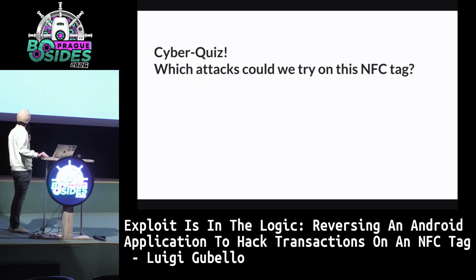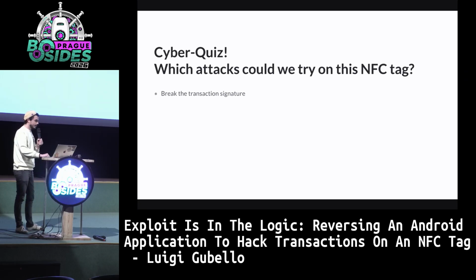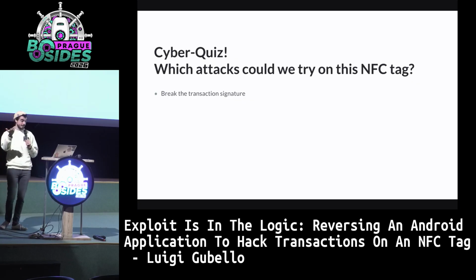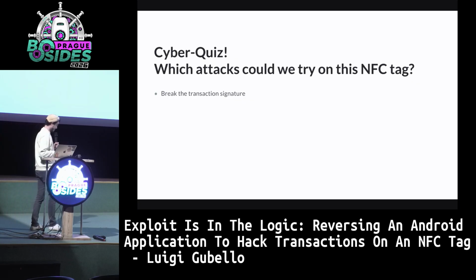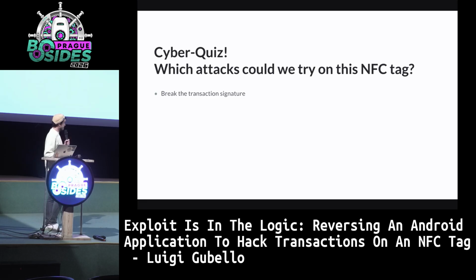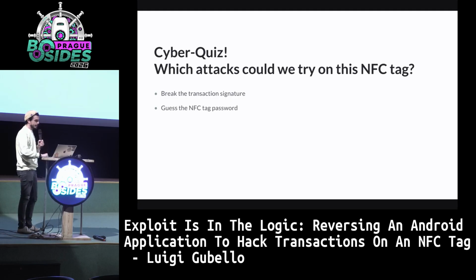So, cyberquiz. Which kind of attack could we try on this NFC tag? Well, one can be to break the transaction signature. If we know how to replicate the signature, we have a timestamp, we have a number of tokens. If we can sign these two things, we can always write in the customer slot the number of tokens that we want, for free, and we hacked the bracelet for sure. Or at least the logic behind this transaction application.